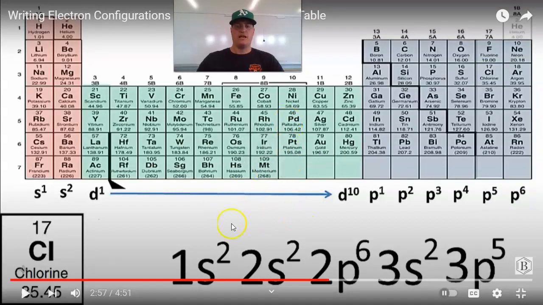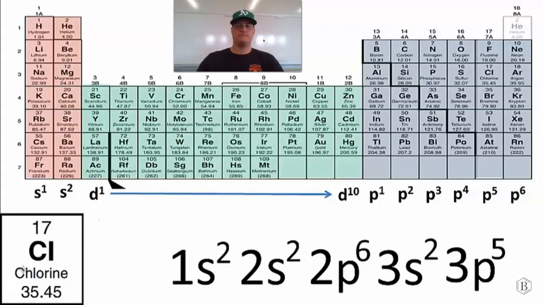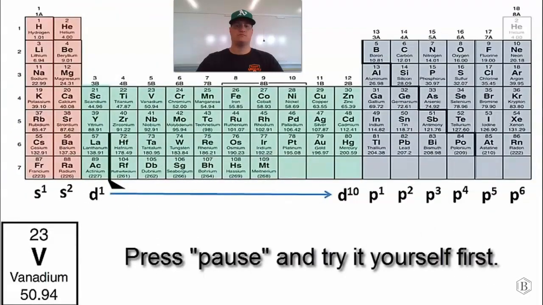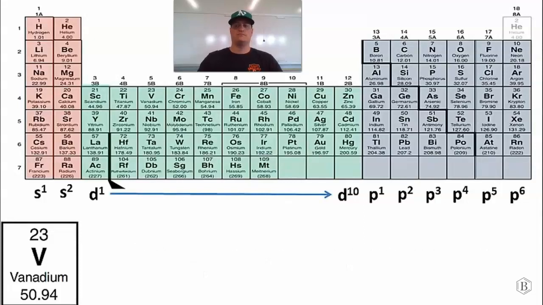So again, you can see how this will fill up in the same way over and over again until we get some exceptions and some other ideas. But let's continue on. That's the electron configuration for chlorine. We'll try one more, vanadium. So vanadium has atomic number 23. So we have 23 electrons, and we're going to go through the periodic table until we get to vanadium.